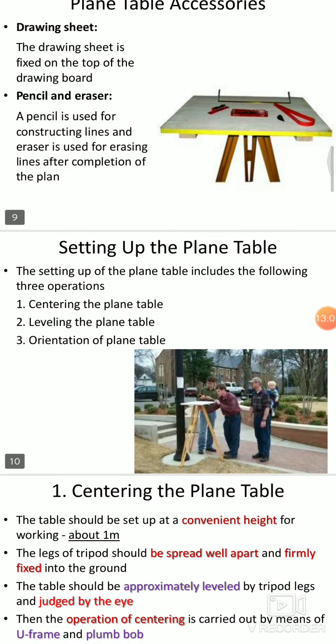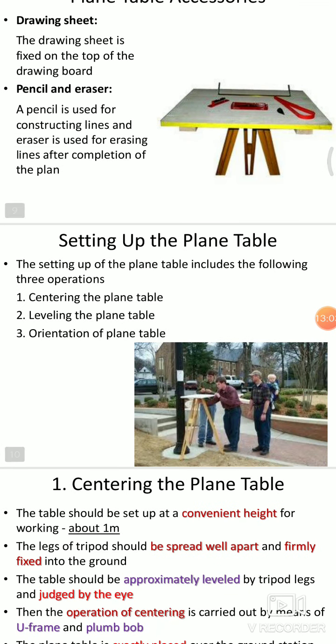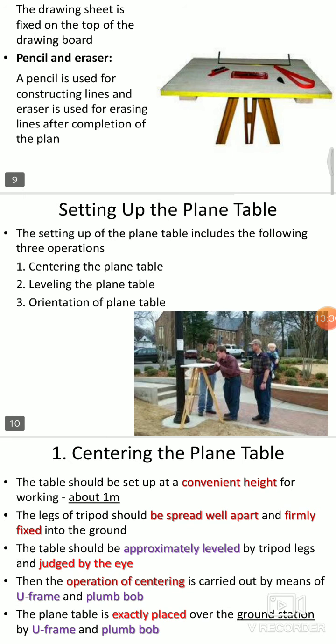So next topic, that is the setting up of the plane tables. What is meant by setting up? Setting up is nothing but some temporary adjustments done at the station points which are selected on the ground. On this station point, the plane table is set up. Setting up is nothing but the temporary adjustment done before taking the observation, known as setting up the plane table. In setting up, the following three steps are mainly used.